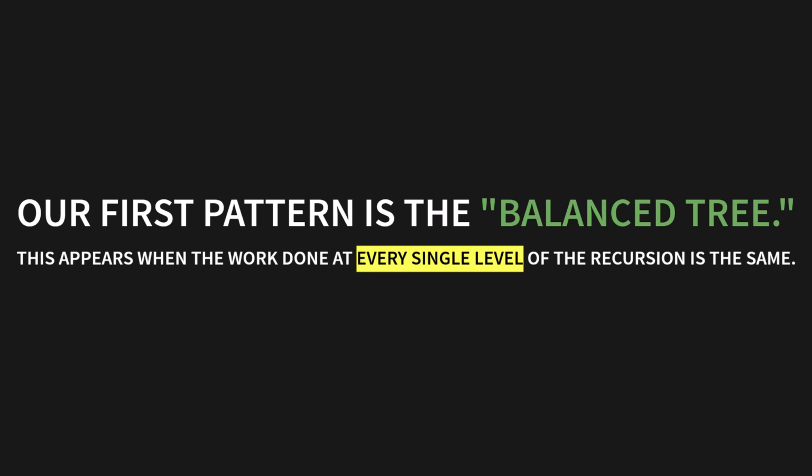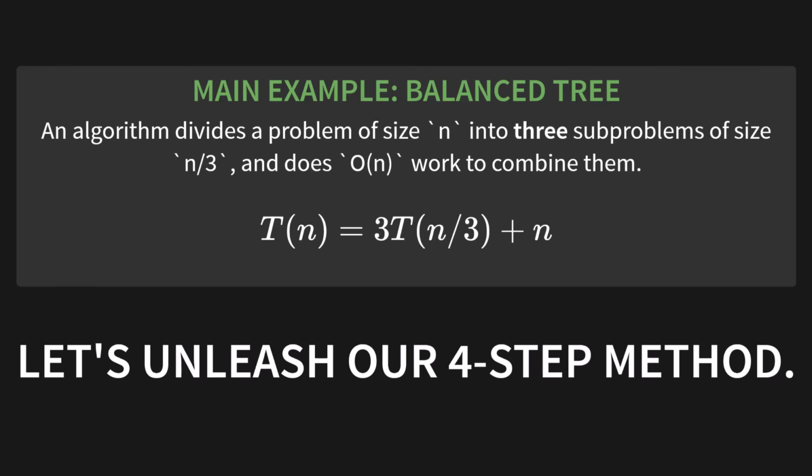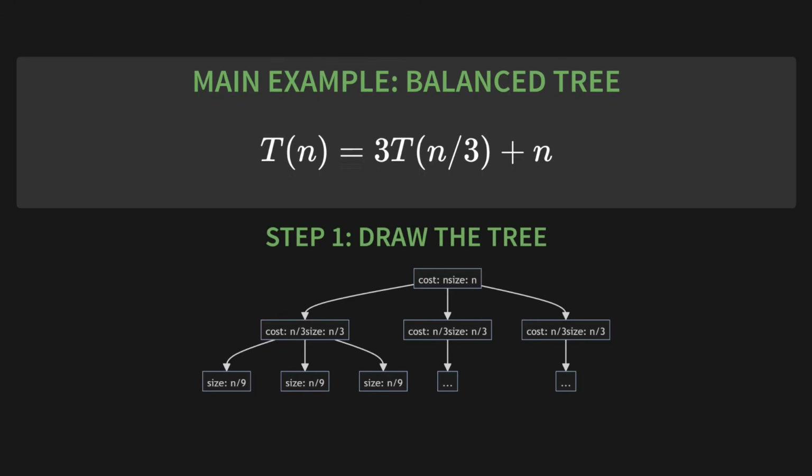Let's dive into our main example for the balanced tree. Imagine an algorithm that divides a problem of size n into 3 subproblems, each of size n divided by 3. And it does O of n work to combine them. The recurrence for this is T of n equals 3T of n divided by 3 plus n. Now, let's unleash our 4-step method on this. Here's our recurrence again: T of n equals 3T of n divided by 3 plus n.